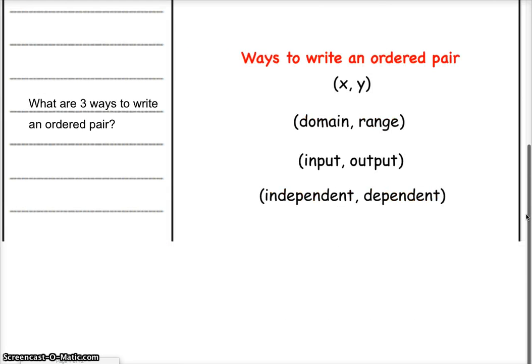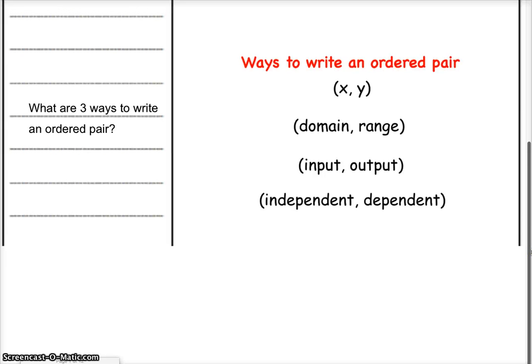So this is how many ways to write an ordered pair. We're used to (x, y). Well, x is known as the domain. y is the range. We could also say x is the input if you think about a function machine, and y is the output. x is also always the independent variable, and y always depends on whatever x is. Those are all different ways to think about x and y. x means domain, input, and it's independent. y means that it's the range, it's output, it depends on x.